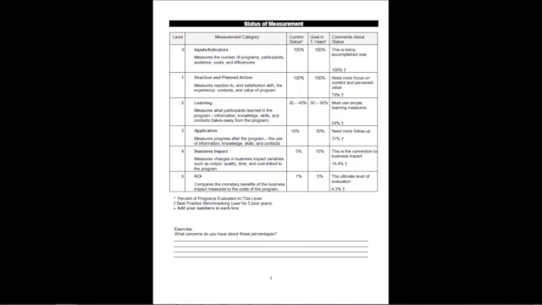Let's go to the next page, and we just want to quickly show you the types of measures we are suggesting at each level. So as we look at the next page, you can see we've arranged it by different levels.